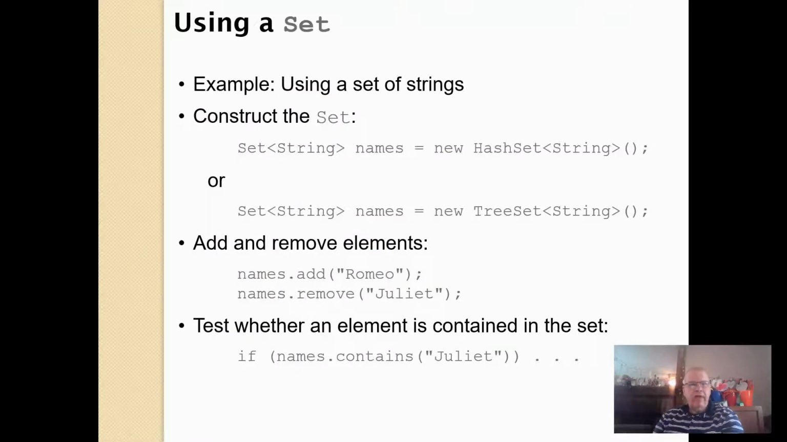So how do you use a set? If you have a hash set or a tree set, you can list the reference type as a set. In this case, a set of strings called names is equal to either a new hash set or a new tree set of string. In either case, you could just add or remove elements like it shows here. You can test to see if it contains the element or not, and that's a true-false Boolean method.